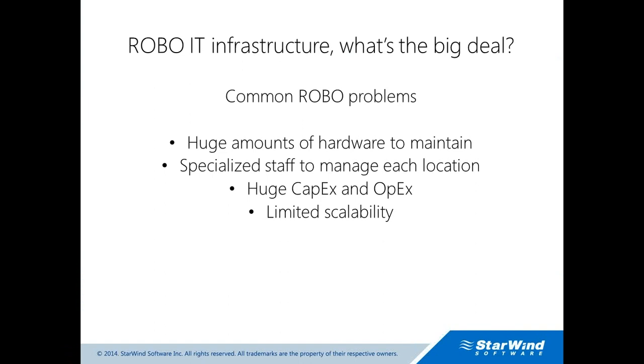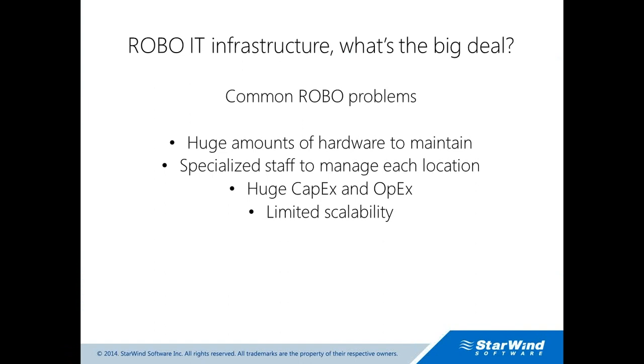So basically, common ROBO problems, I would say four of them. First is huge amounts of hardware to maintain. Without a single strategy developed from the very beginning for ROBO, it's quite easy to get distracted because multiple offices will send you requests. We need a backup server, we need an additional server, we need a new server for that, and we need a new switch. That really causes huge amounts of load on the central office, and it's not a very good thing.